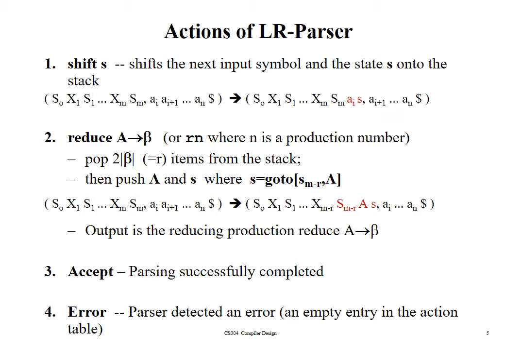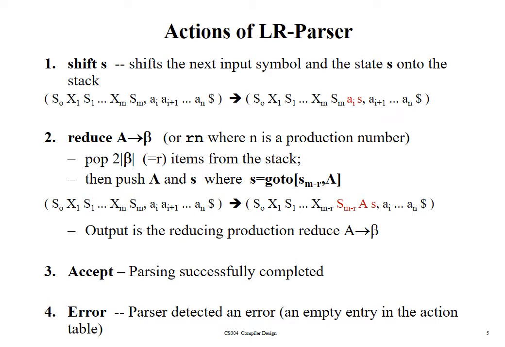The second action is reduce, reduce by the given production A gives beta. A is the left-hand side of the production, which is a non-terminal. Beta is the right-hand side of the production. It can be a combination of grammar symbols. That means it can be a terminal, it can be a non-terminal, or it can be a combination of terminals and non-terminals.